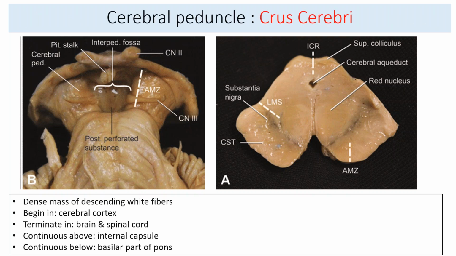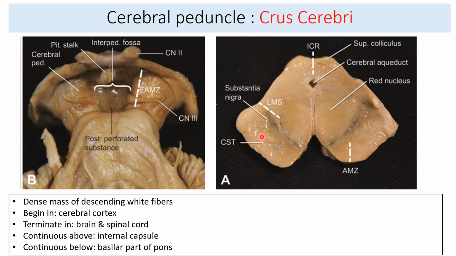Now the crus cerebri. What is this? This is actually the dense mass of descending white fibers. These descending white fibers take their origin from the cerebral cortex, and terminate at the level of the brainstem or the spinal cord. Above, it is continuous with the internal capsule, and below it is continuous with the basilar part of the pons.